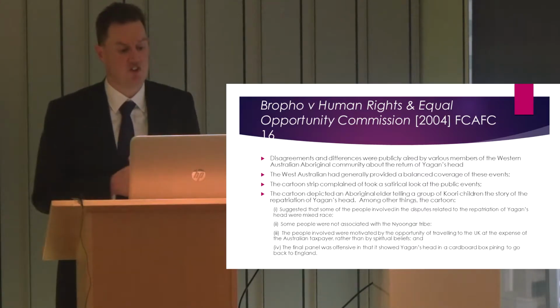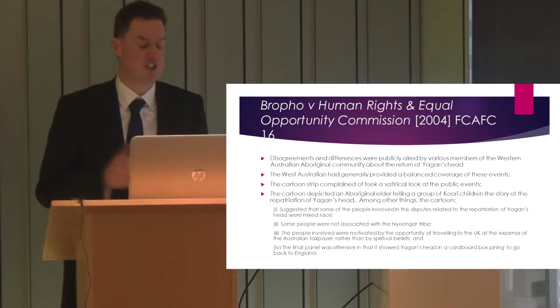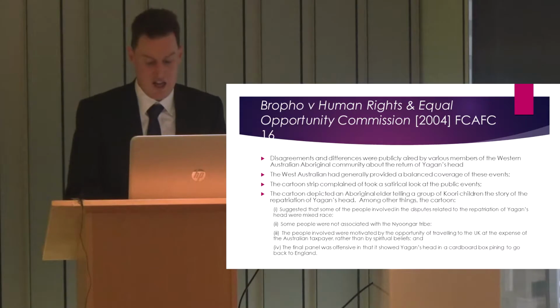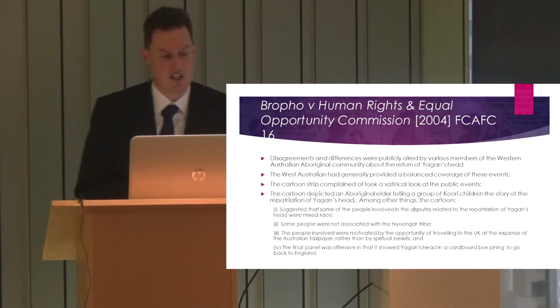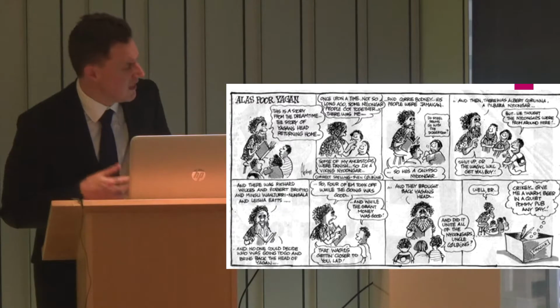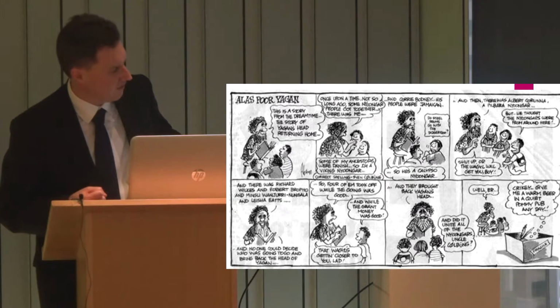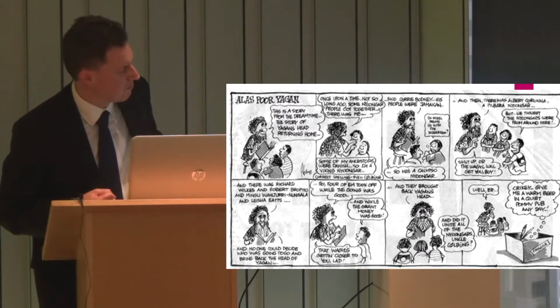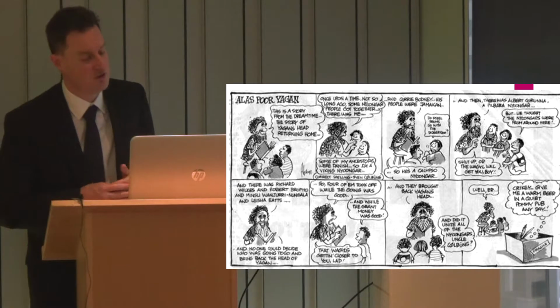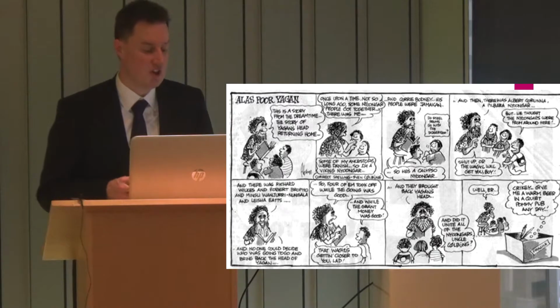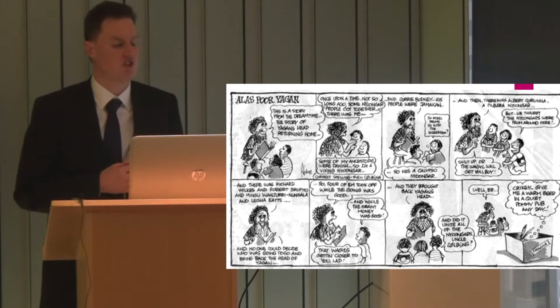There were different warring factions, there were different tribes. Some of them sued each other in the Supreme Court of Western Australia, trying to stop other people from repatriating his head, and this led to the publication of this cartoon strip. There were a number of editorials in the Western Australian discussing these matters, and this was towards the end of this matter. This cartoon strip was published, and one of the Nyungar ancestors took offence at the cartoon strip.